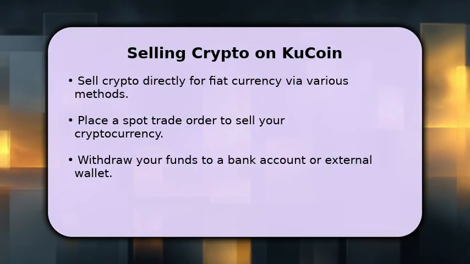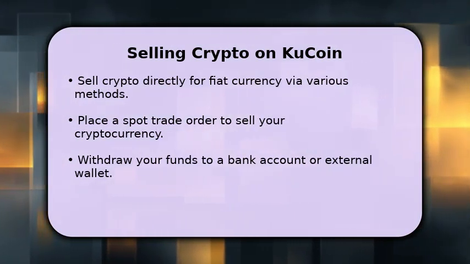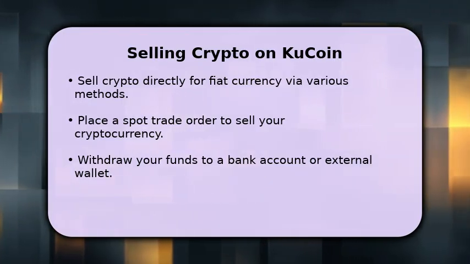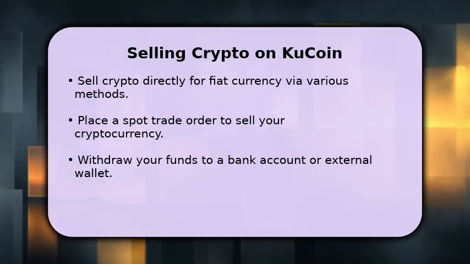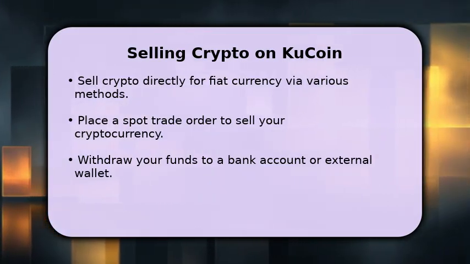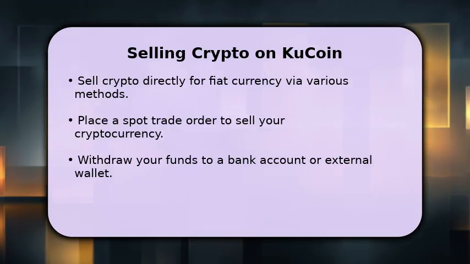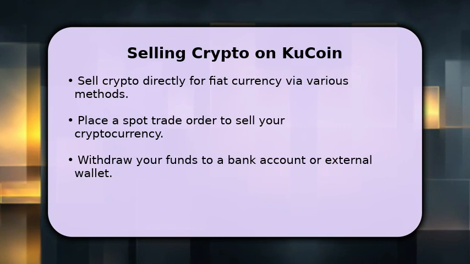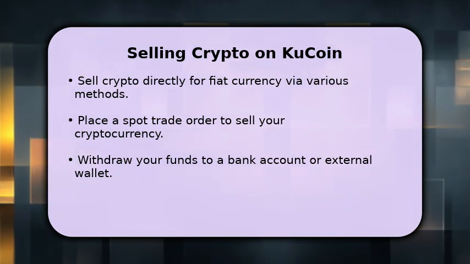When you're ready to sell, KuCoin makes it easy. You can sell your cryptocurrency directly for fiat currency through several convenient methods. Just like buying, you can also place a spot trade order to sell your assets at your preferred price. After selling, you can withdraw your funds directly to a bank account or transfer them to an external crypto wallet.